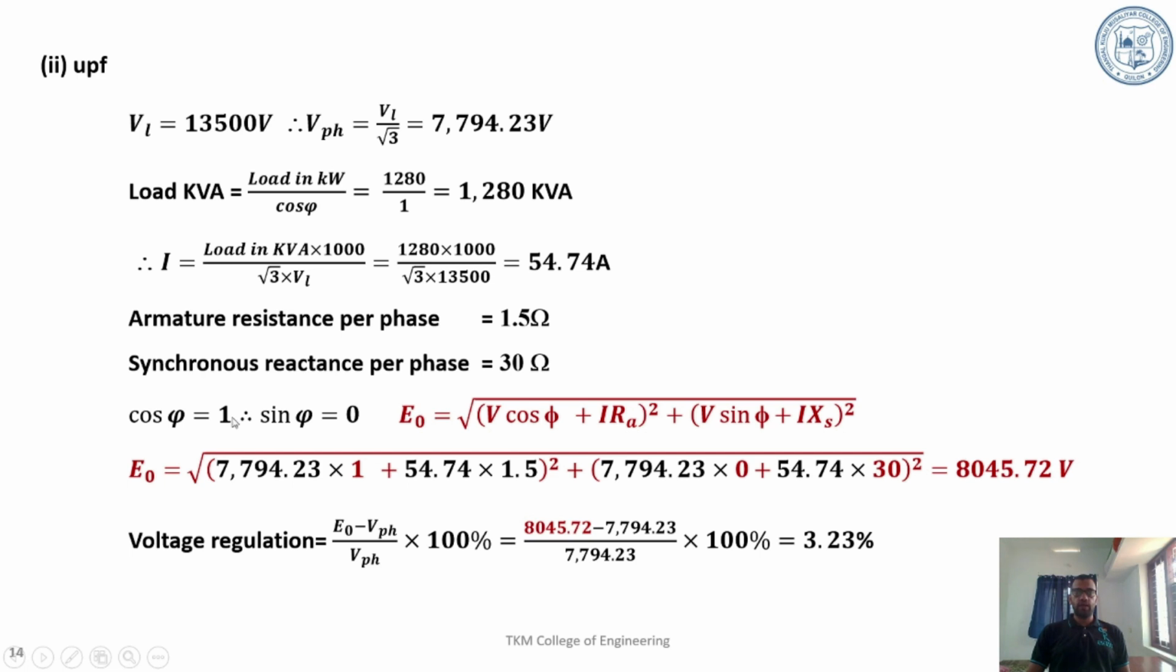Cos phi is 1, therefore sin phi is equal to 0. Substituting these values in this expression, we can obtain E0 as 8045.72 volt. Substituting E0 and V in the expression for voltage regulation, it is obtained as 3.23 percent.